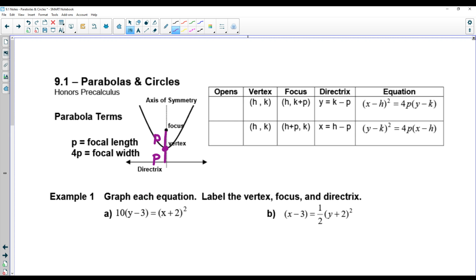Not to be confused with urination. We are not urinating here. We are doing parabolas.